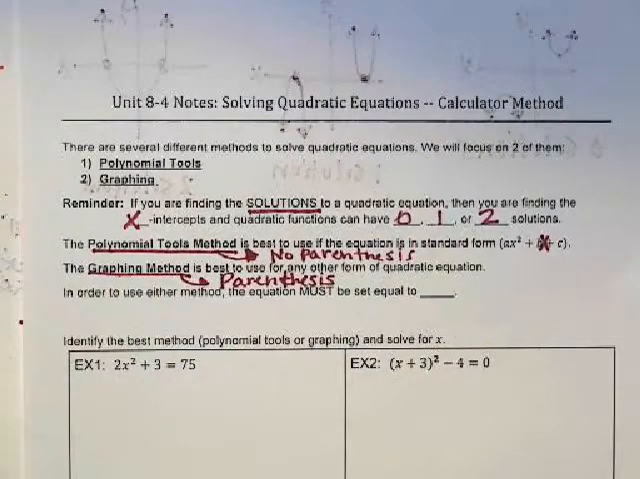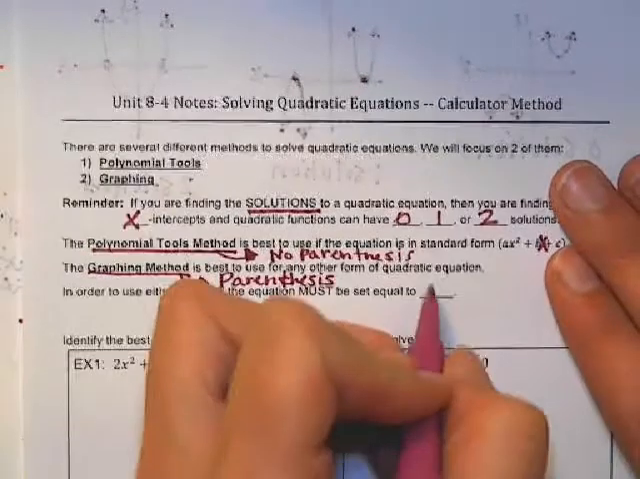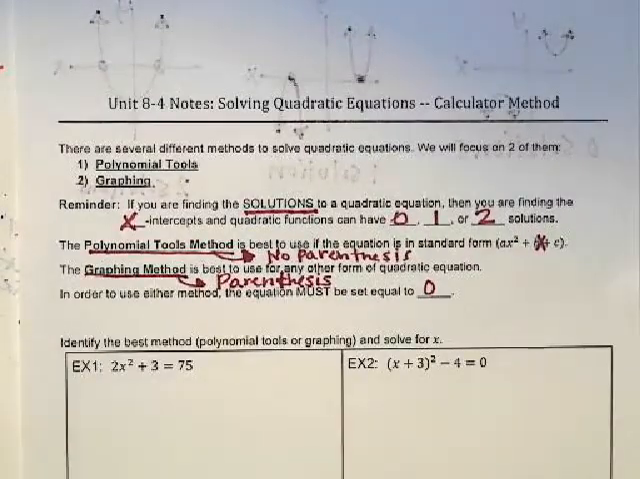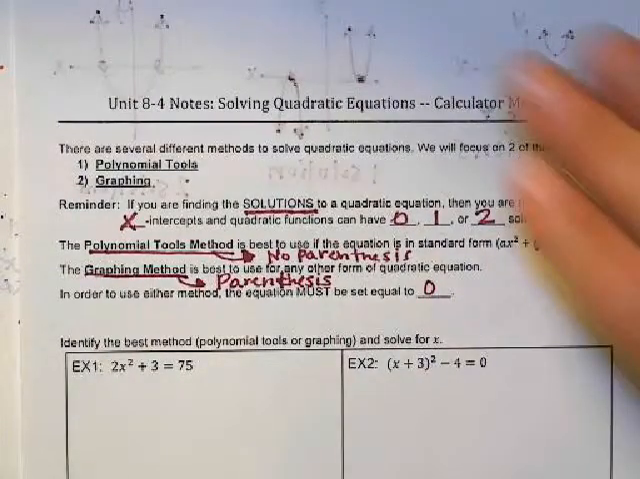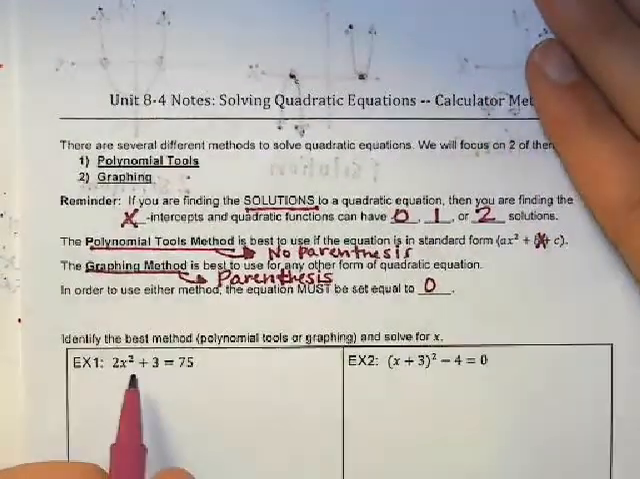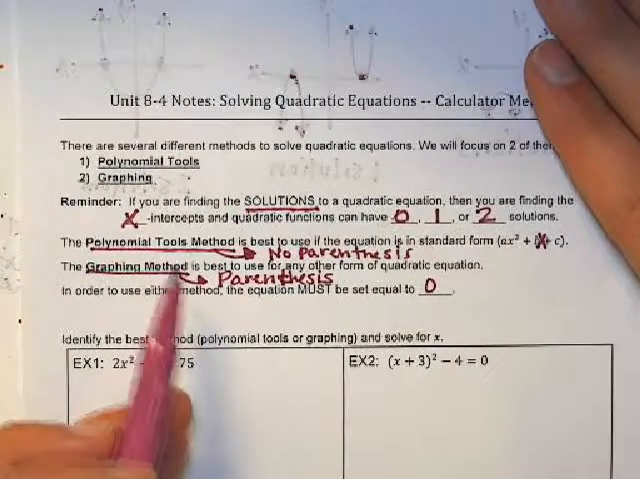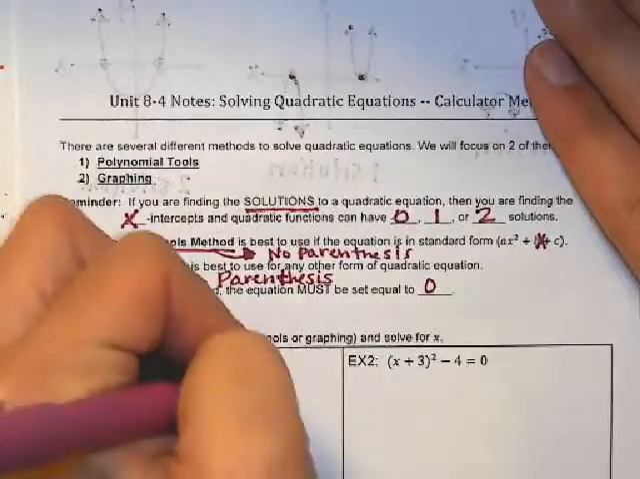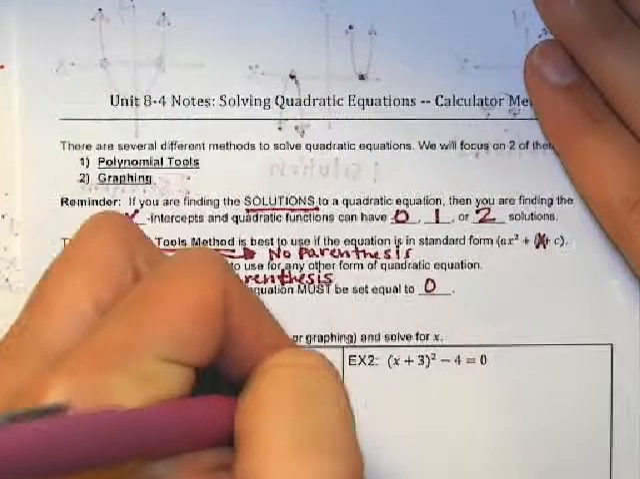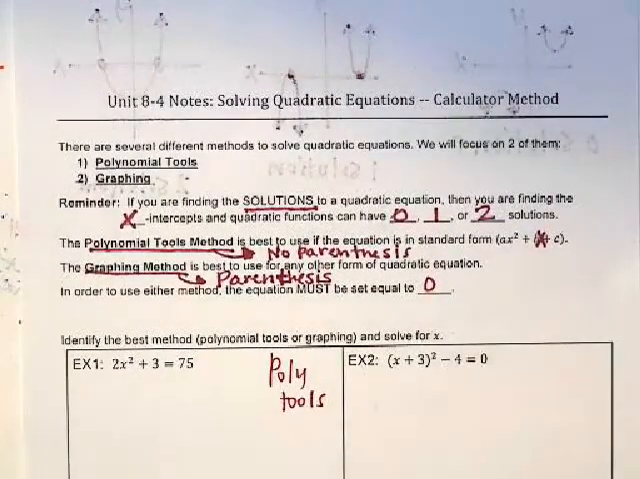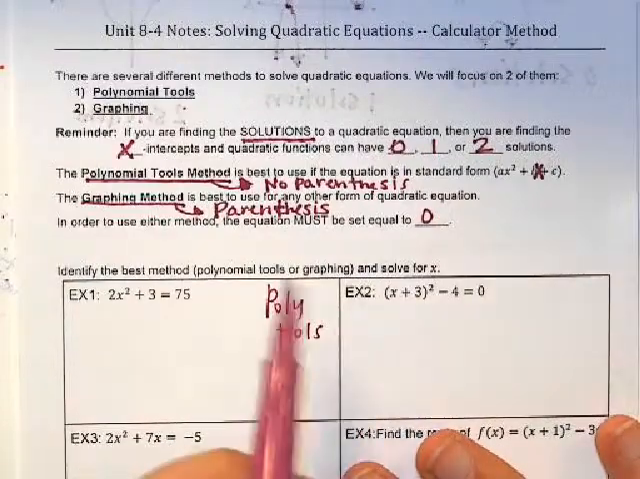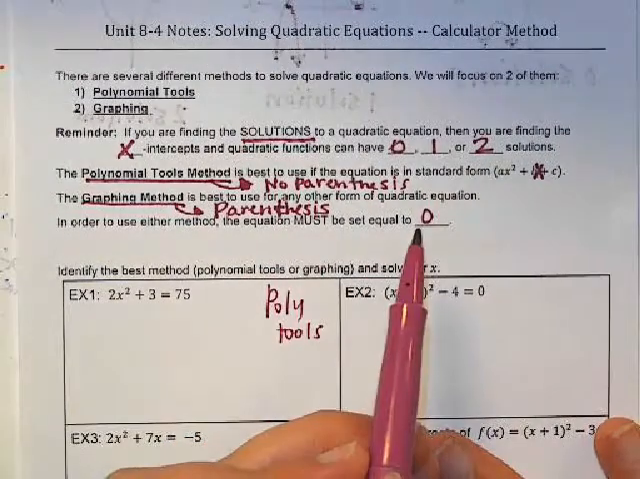That's going to help us determine if we're going to use polynomial tools or graphing, if it's got parentheses or if it doesn't. Okay? In order to use either method, the equation must be set equal to 0. All right, so look at example 1. Does this have parentheses? No. So which method am I going to use? Poly tools. Okay? So write poly tools.